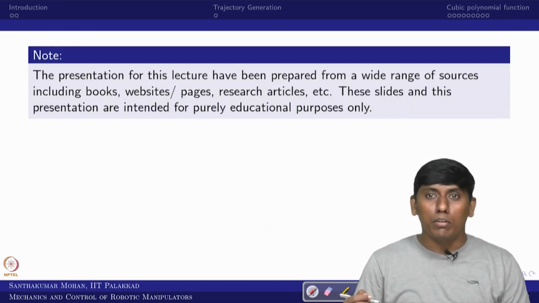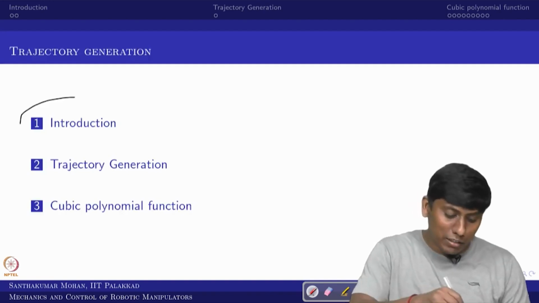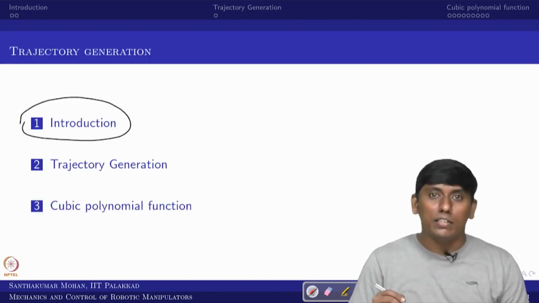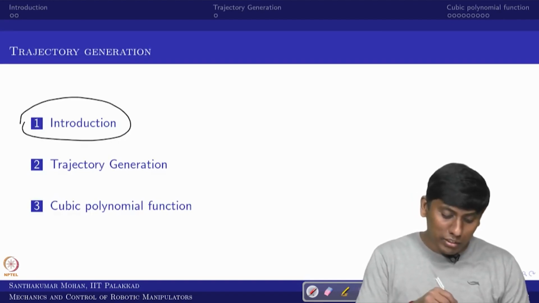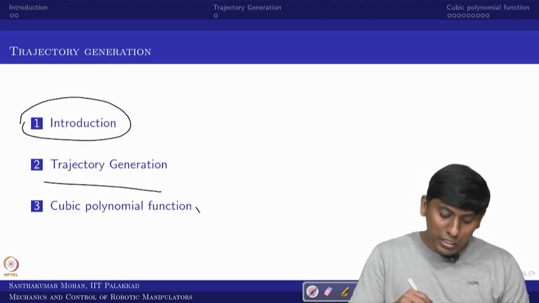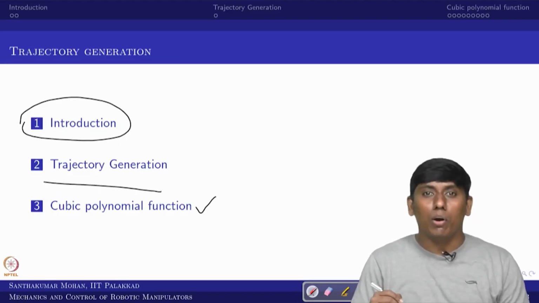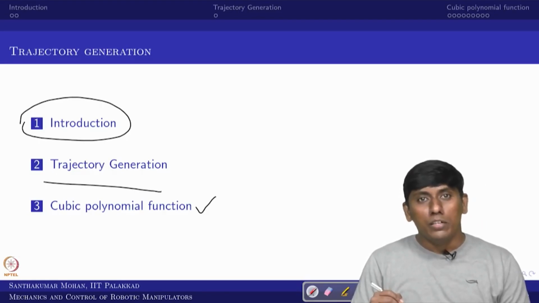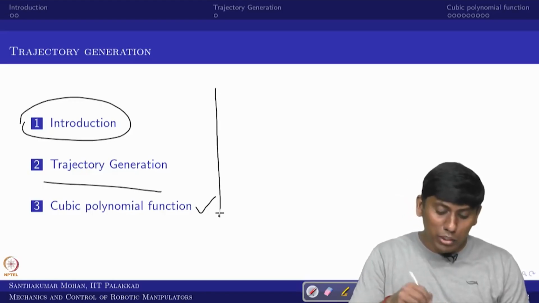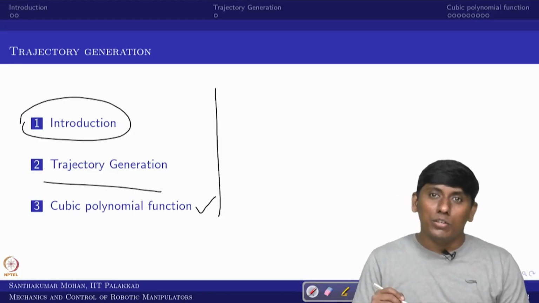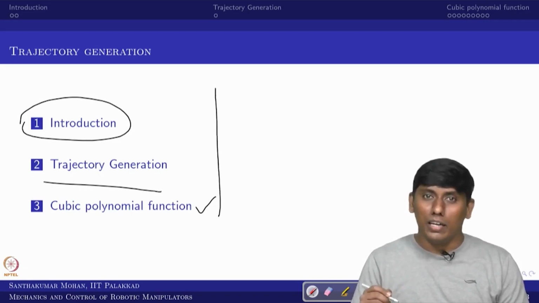So what we are trying to cover here is why we need trajectory generation and what trajectory generation is, and we will see one trajectory generation principle called the cubic polynomial function. These are the things we are bound to cover in this particular lecture. So let us move a little ahead.